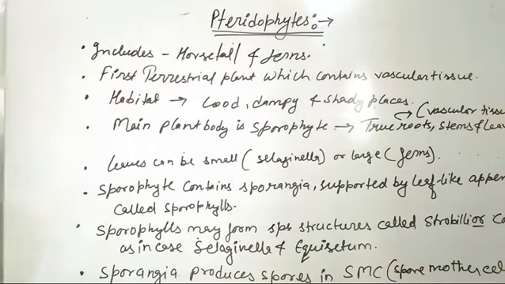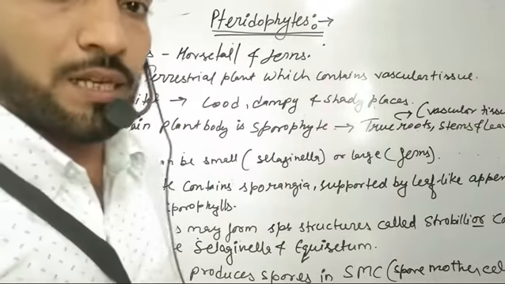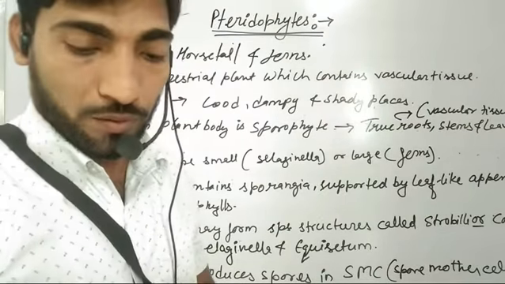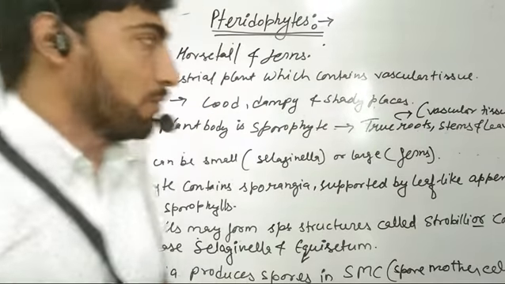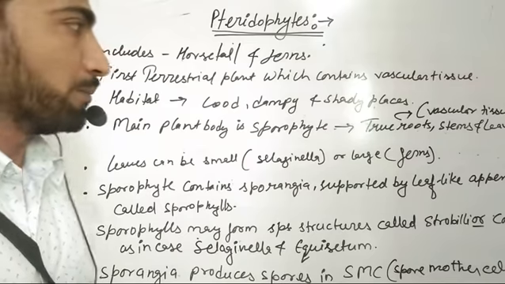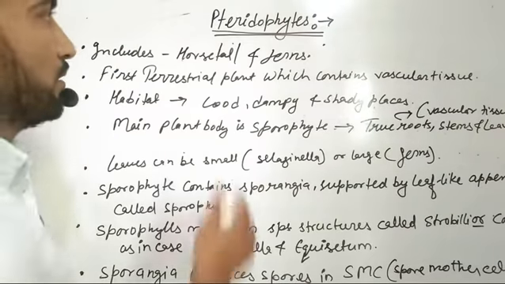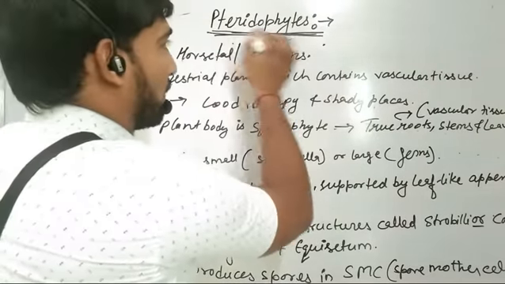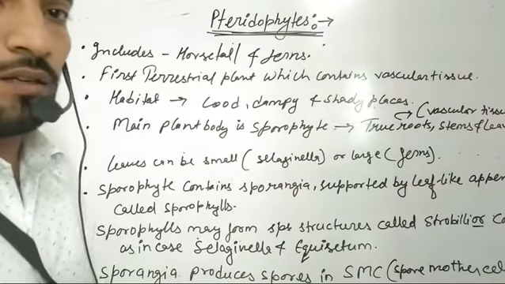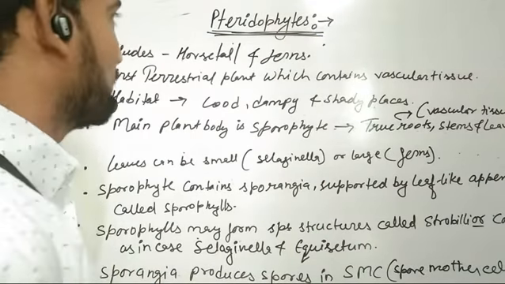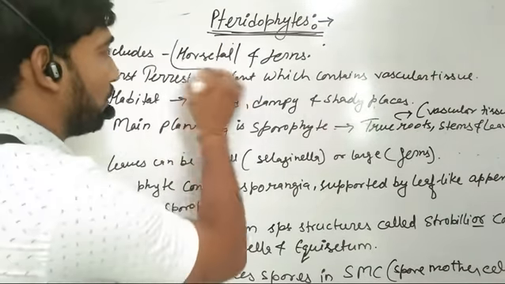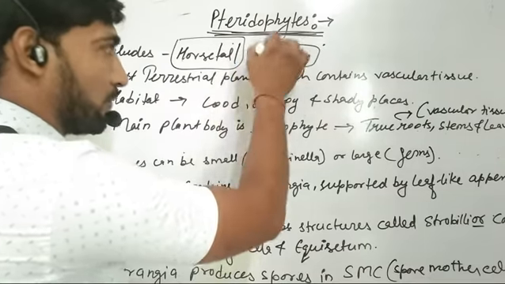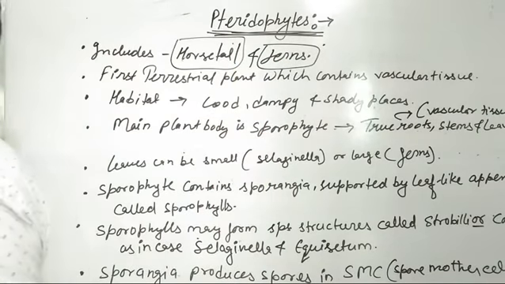Good morning, students. In our last classes, we studied algae and bryophyta in the detailed classification of the plant kingdom. In this lecture, we will study pteridophyta, the third subkingdom of the plant kingdom. These pteridophytes include plants like horsetail and ferns.